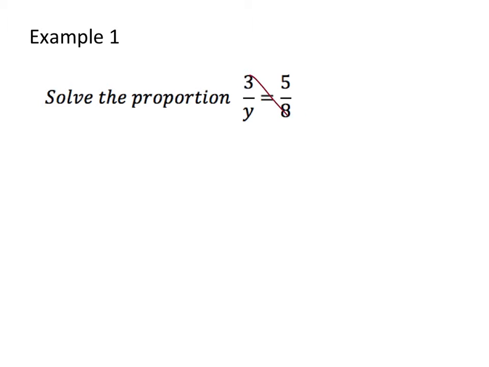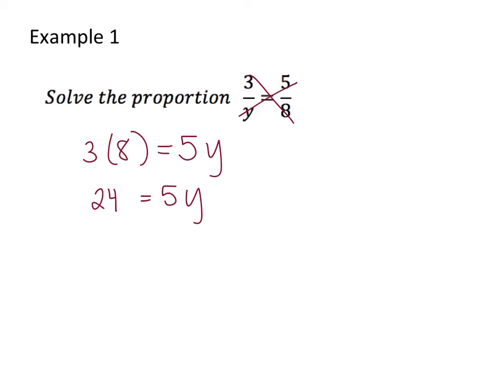So firstly, we'll do 3 times 8. So 3 times 8 is equal to 5 times y, or 5y. From there, 3 times 8, I know, is 24, which is equal to 5y. To get rid of that 5, I want to isolate y, right? To solve for it, I'm going to divide by 5. So y is equal to 24 over 5.